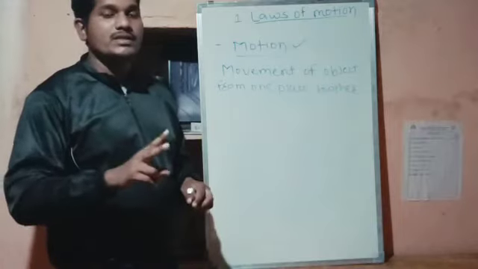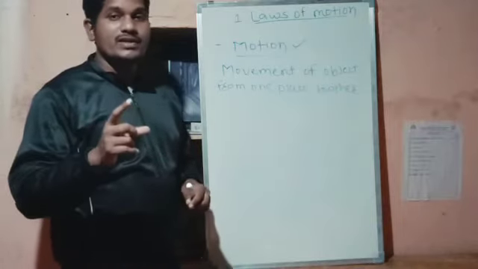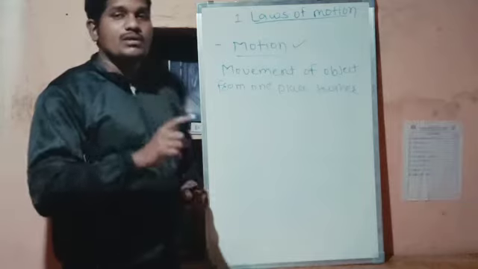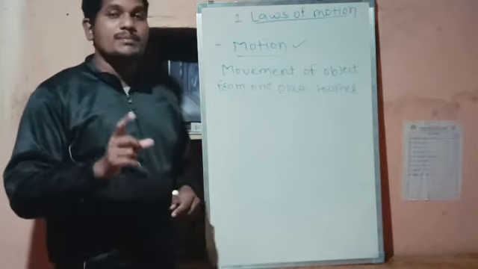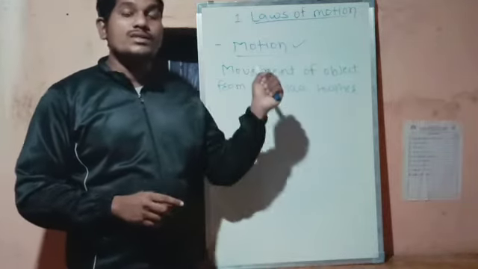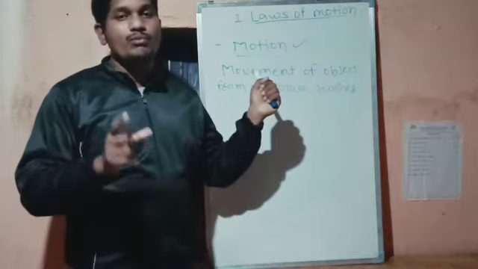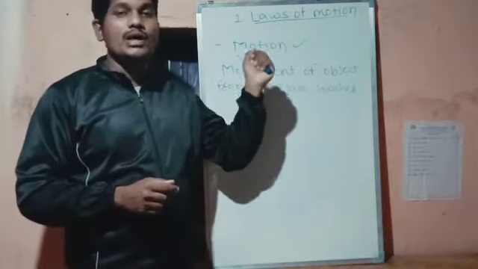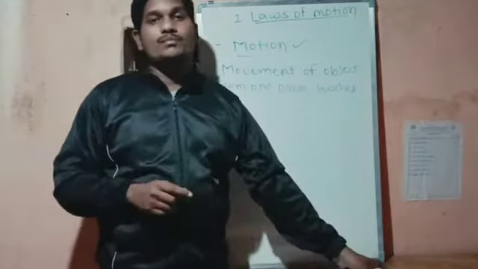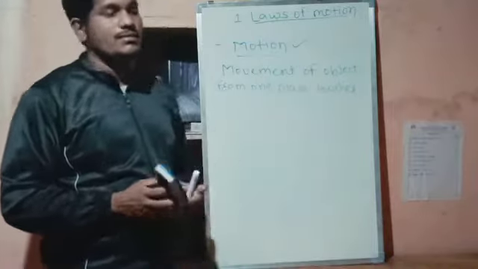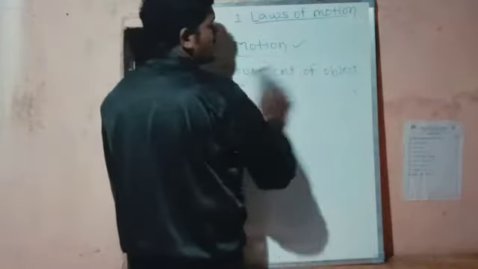And we have discussed two types of motion: straight line or linear motion, and the other one is circular motion. So these are the basic types of motion. This is all we have learned about motion, and I hope you have cleared this part of the title. Now we will learn the next part.